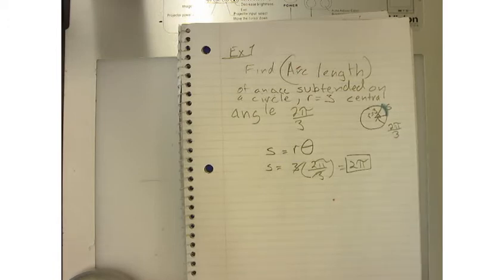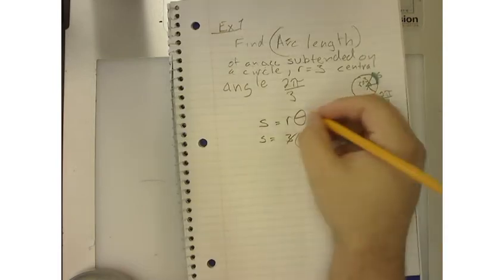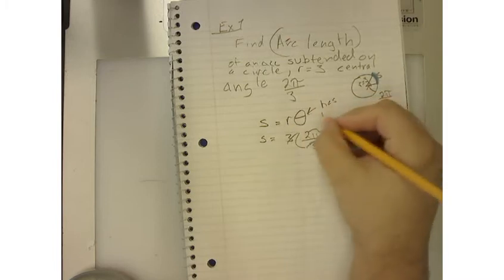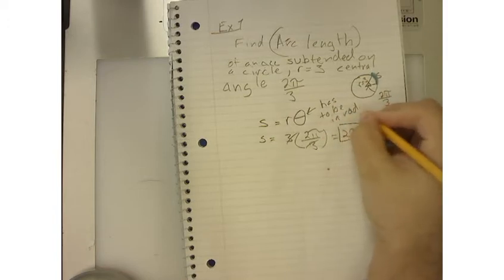You might say, well, Mr. Adams, you went into a lot of detail for that one example. Well, that's okay. I'm going to do example number 2 in a second. But there's a couple of things I want to point out. This angle has to be in radians for this formula. It won't work if you plug in degrees. You have to convert that to radians.